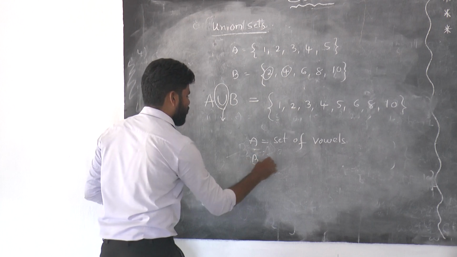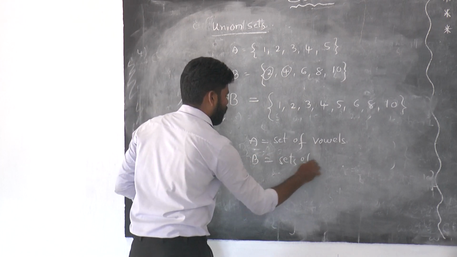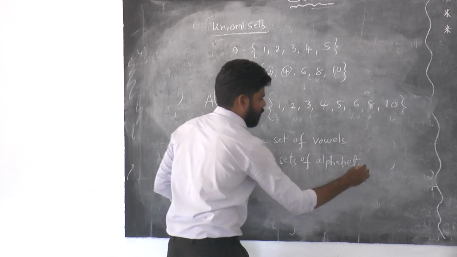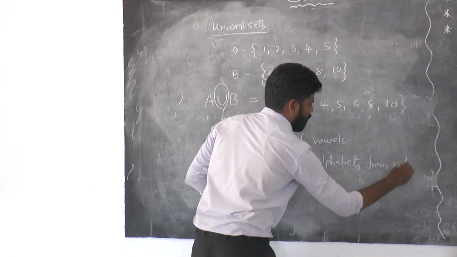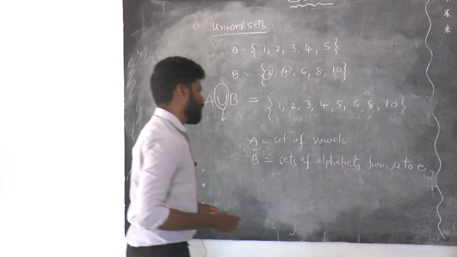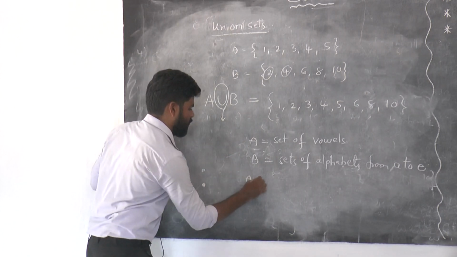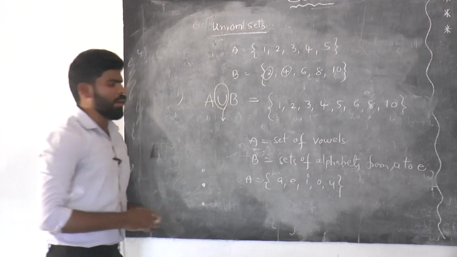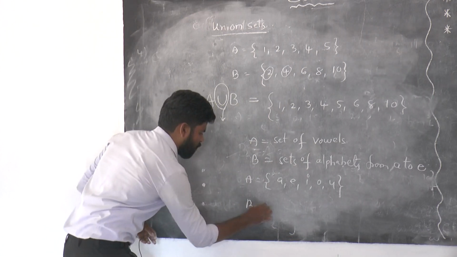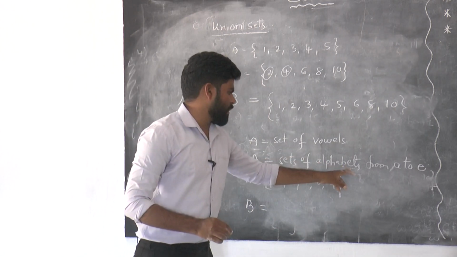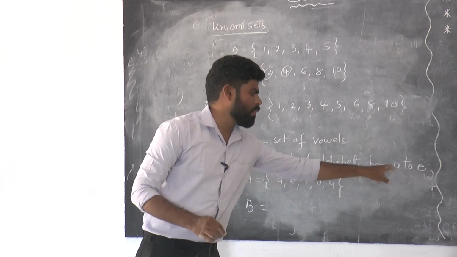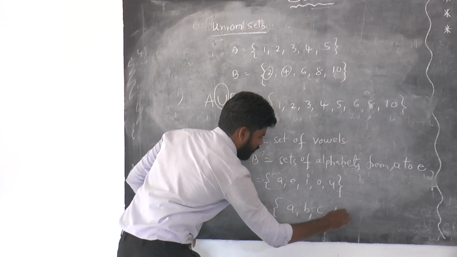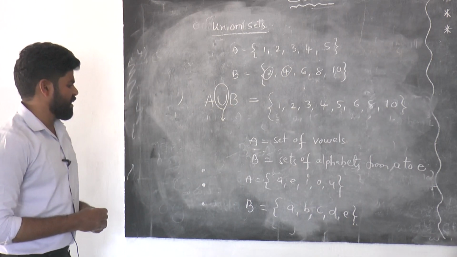A is equal to the set of covariates, and B is equal to the set of alphabets from A to E. A is equal to the set of covariates means A is equal to A, B. What are they asking? The set of alphabet letters from A to E. A to E means A, B, C, D, E.